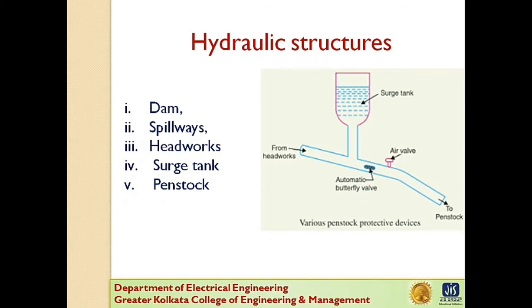On the other hand, when the load on the turbine increases, additional water is drawn from the surge tank to meet the increased load requirement. Hence, the surge tank overcomes the abnormal pressure in the conduit when load on the turbine falls, and acts as a reservoir during increase of load on the turbine.